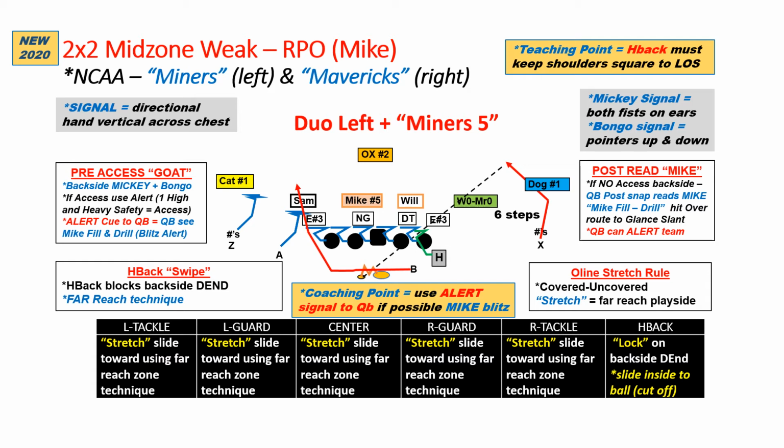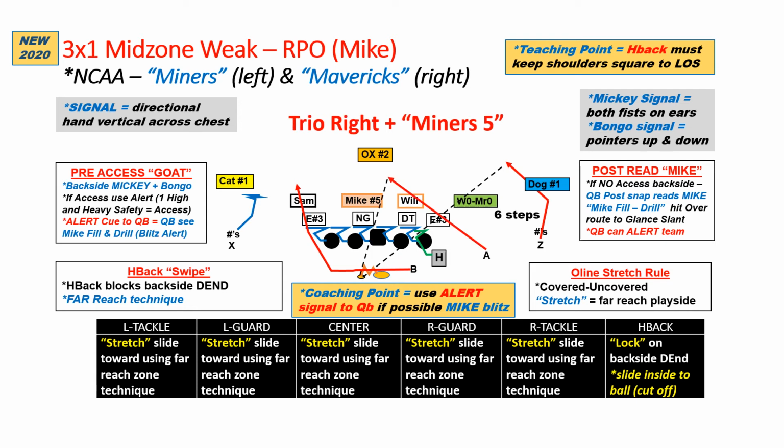This is where the H-back has to just understand the concept: he's always going to block the backside defensive end. So if the play is called away, the H simply closes and locks up on that backside defensive end using a J path from the right. Again, this would just be a Minors 5. We don't need to do any signal or any calls. The H just has to understand the concept: when the ball is being run away from him, he still locks up on the backside defensive end. Minors 5.